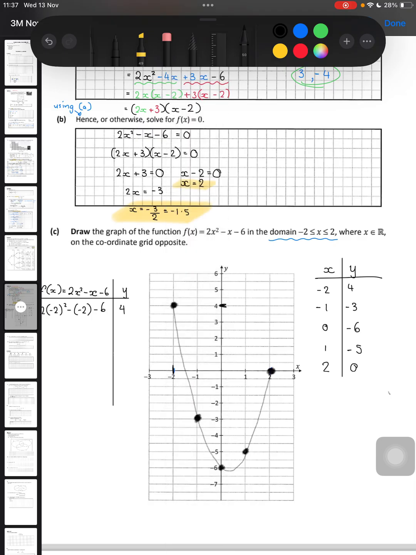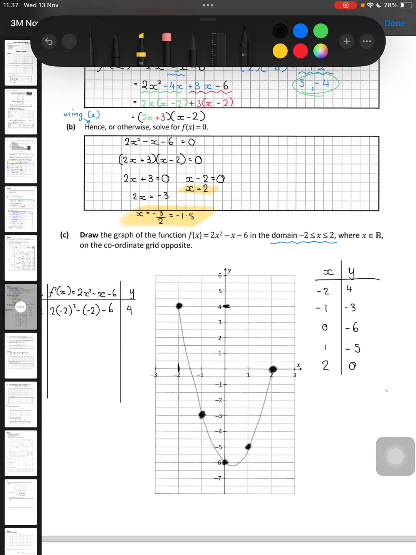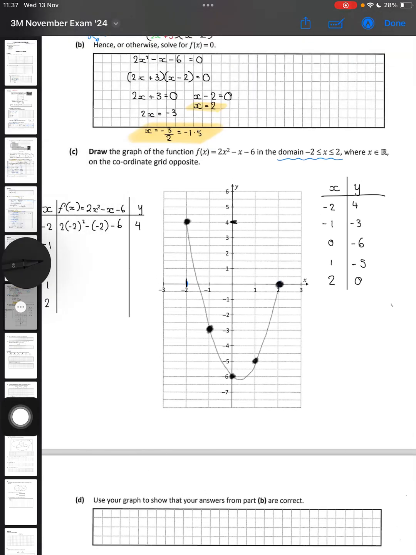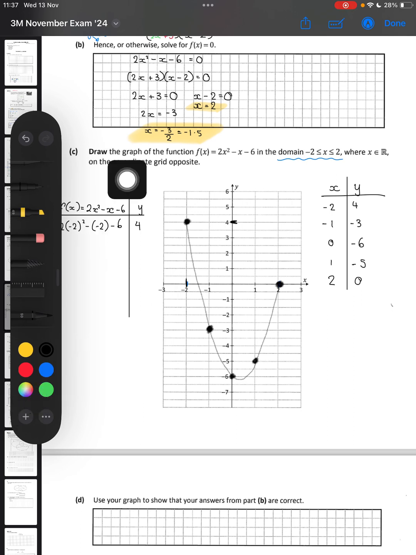When we move on to the next part of this question, it says use your graph to show that your answers from part B are correct. In part B, we found what f of x was when it was equal to 0. What have we found? I even said this when we were doing this input-output table over here: what is f of x also known as? It's also known as y. So we have in our table clearly a value of y being 0 when x is 2. That was one of our answers from part B.